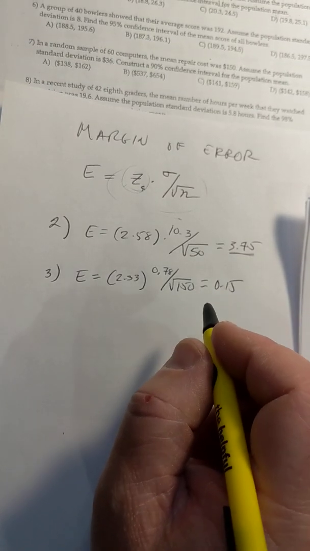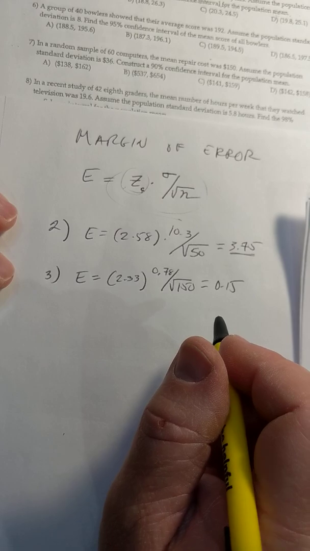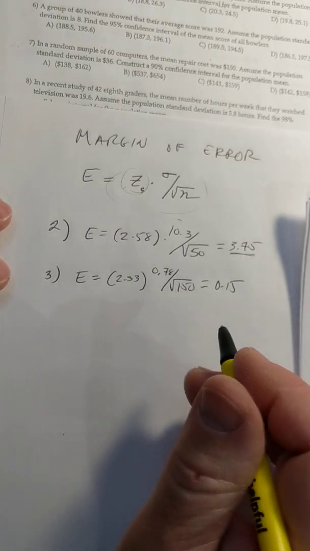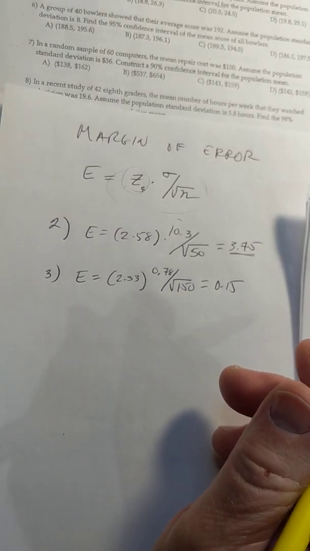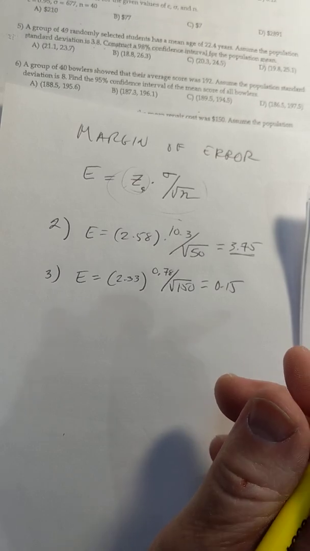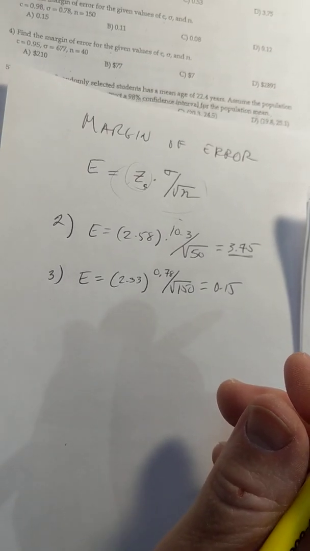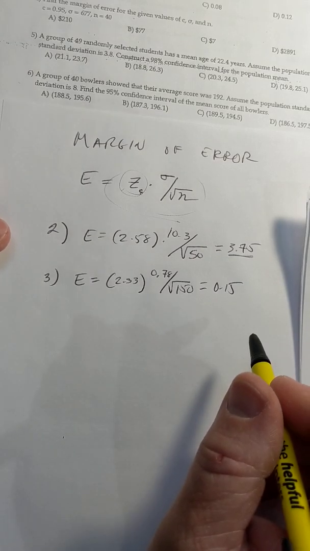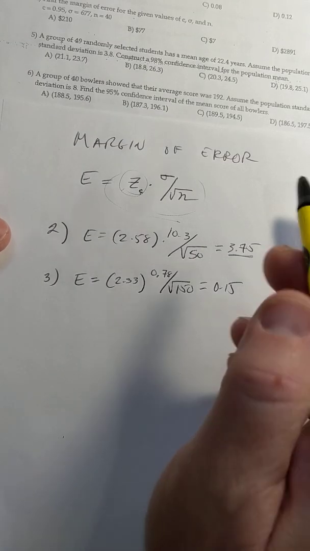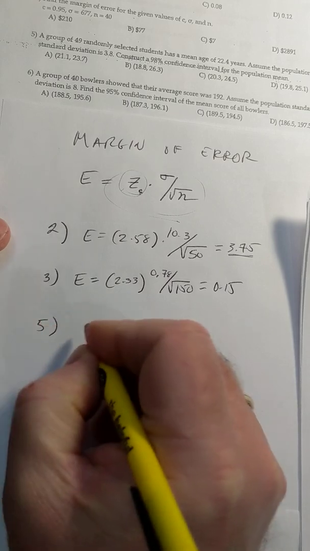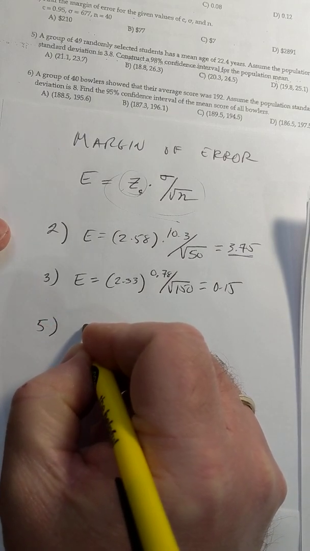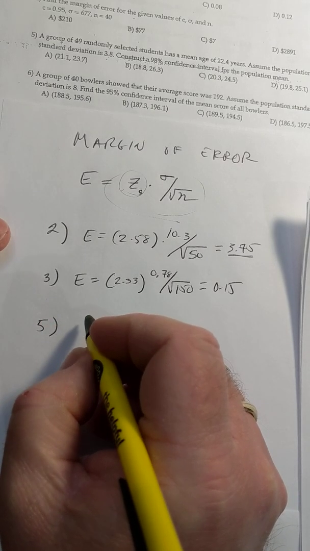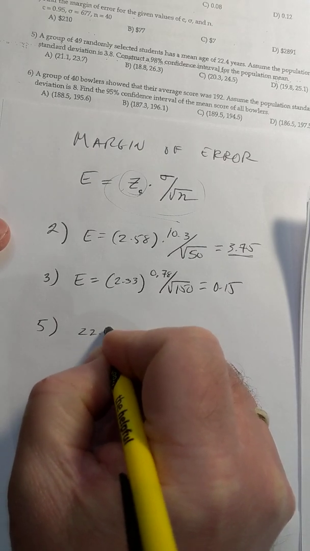Let me move down to number 5. Now we're going to actually build some of these, not just calculate the margin of error, but carry it all the way through. Number 5. A group of 49 randomly selected students has a mean age of 22.4 years.